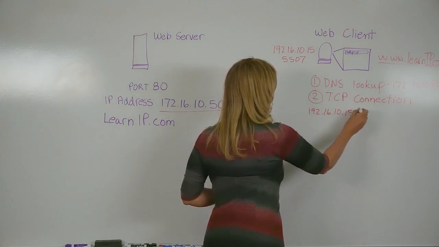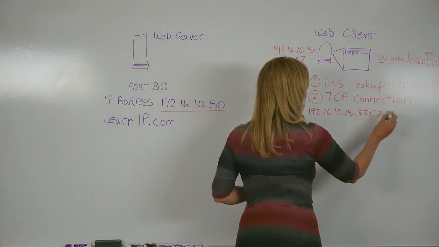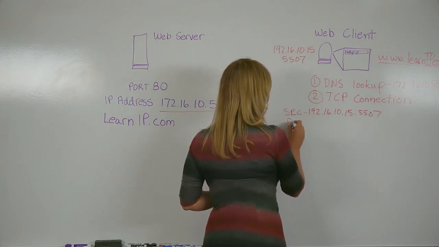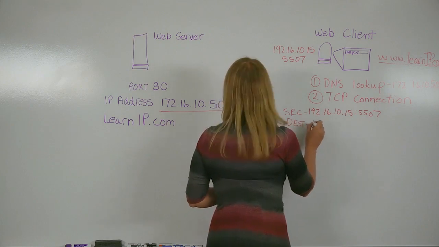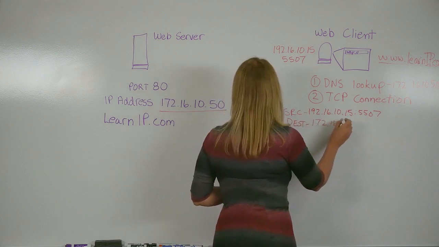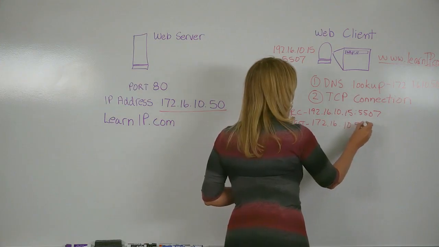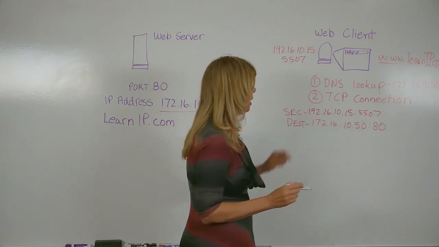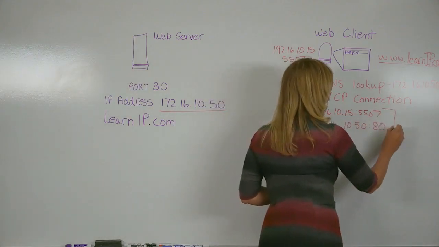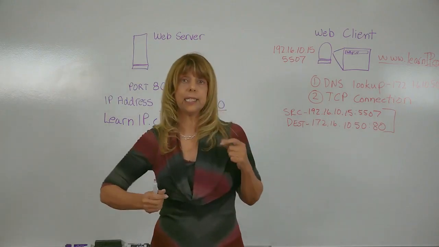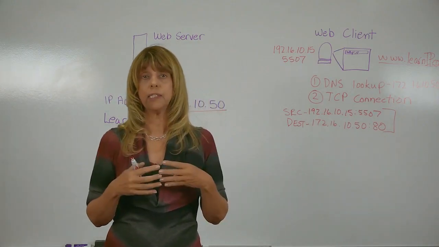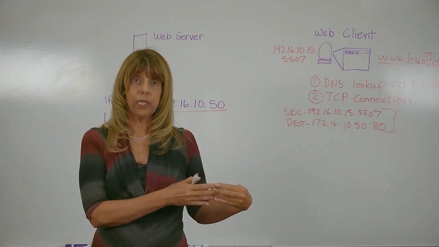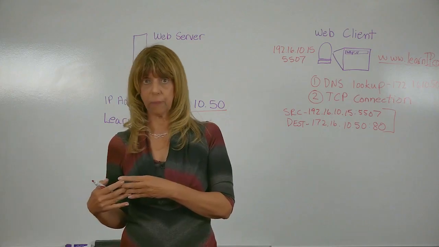So the TCP connection will be between the source, 192.168.10.15, port 5507, and the destination, 172.16.10.50, port 80. In communications, this is called a socket. Basically, it is the identifier of all the components that belong in this one conversation, the conversation between the web client and the web server.